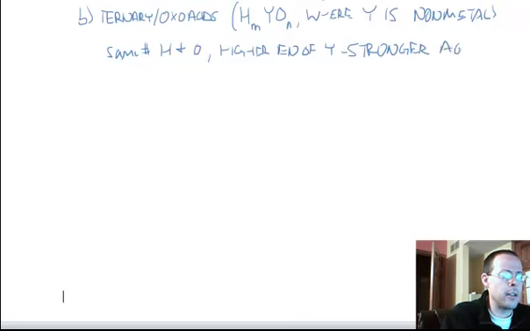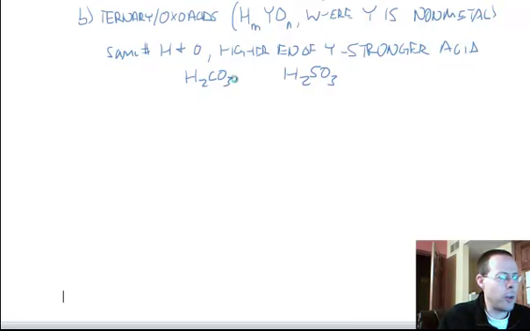Stronger acid. So an example might be H2CO3 compared to H2SO3. Okay, so both of these have the same number of hydrogens, 2 hydrogens and 3 oxygens. But if we look at the periodic table, who is closer to fluorine? Sulfur is. So sulfurous acid is stronger than carbonic acid.